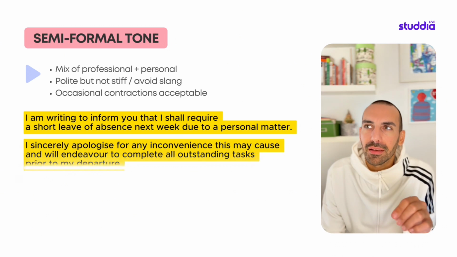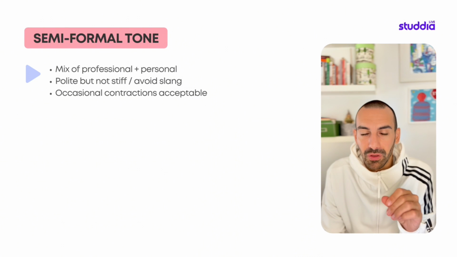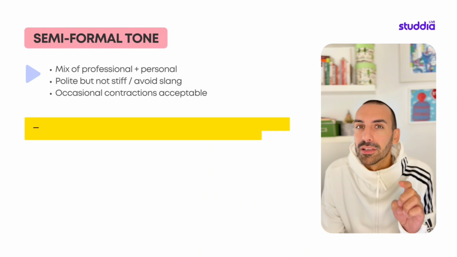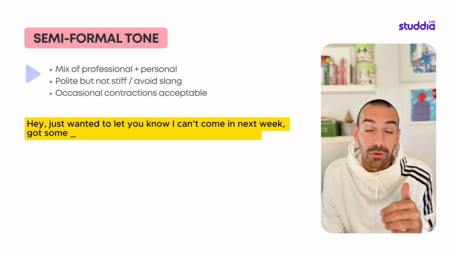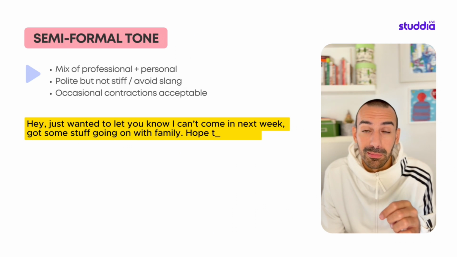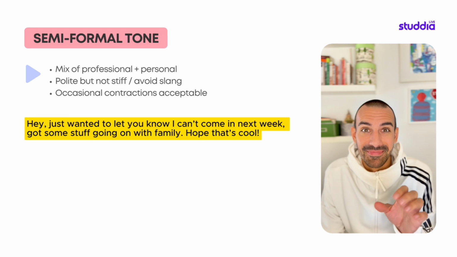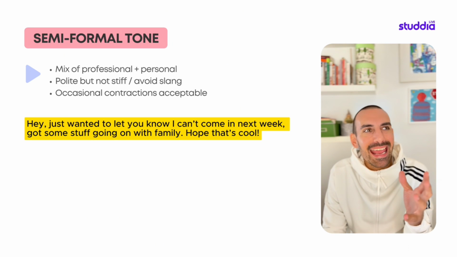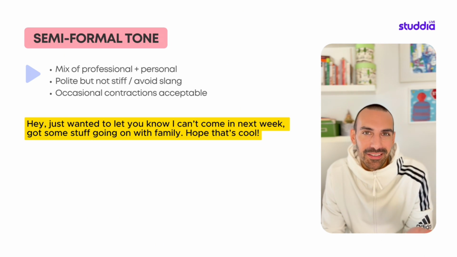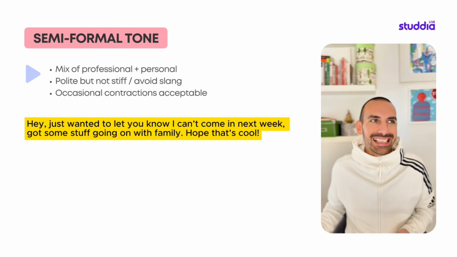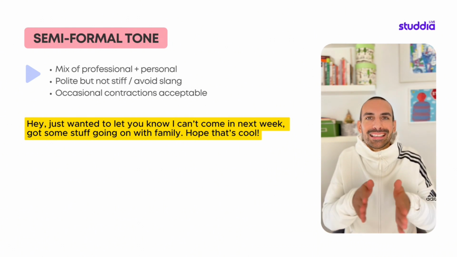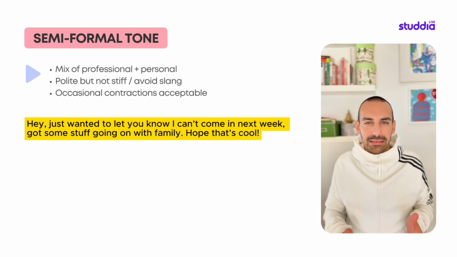But let's now go the other way. Let's hear the informal version of this. Hey, just wanted to let you know I can't come in next week. Got some stuff going on with my family. Hope that's cool. That's it. That's something you would text a friend. You wouldn't send that to a manager. You wouldn't send that to a colleague. So the semi-formal version sits right in the middle.